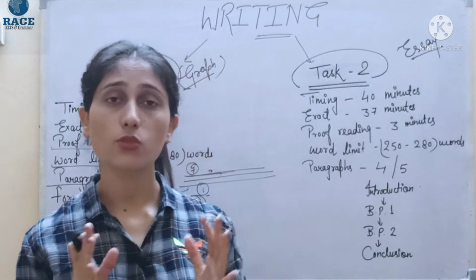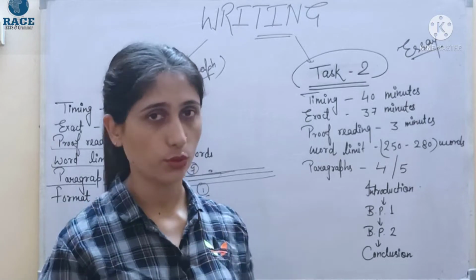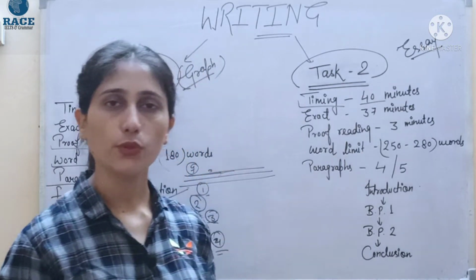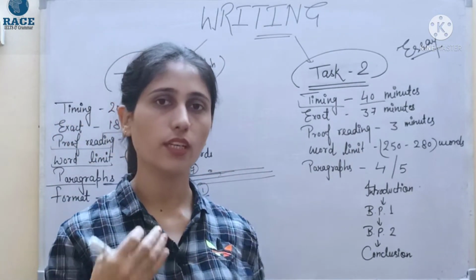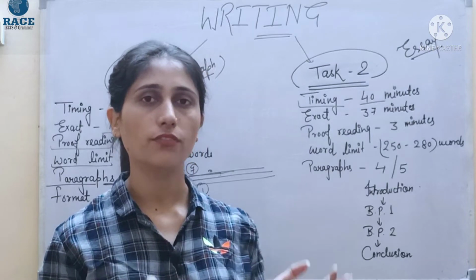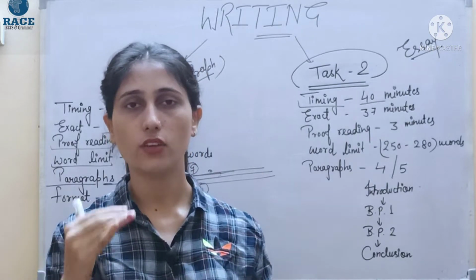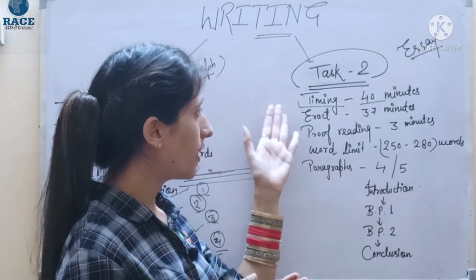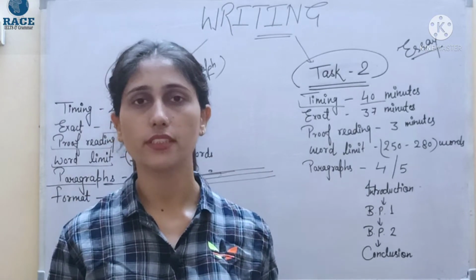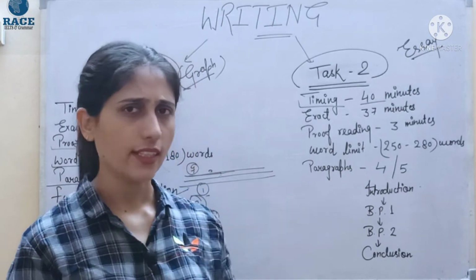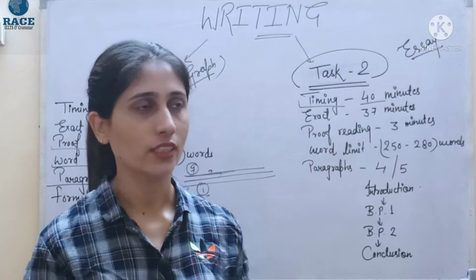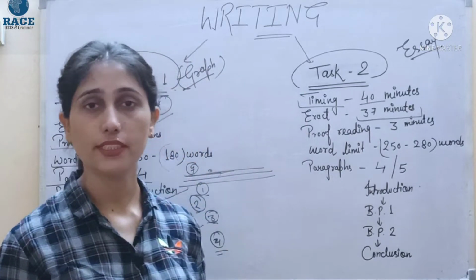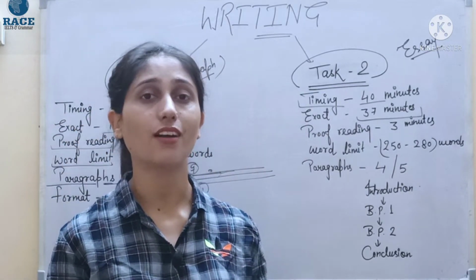So in writing task 2, in the essay, what we have to do, just come here. The timing is 40 minutes. Within 40 minutes we have to finish our task, according to the timing of institutions, coachings, and on Google, wherever you search. Wherever you search, you will get that the timing is 40 minutes for writing task 2. But is it accurate or not? Actually not. The accurate timing is 37 minutes. 37 minutes are enough for writing task 2.